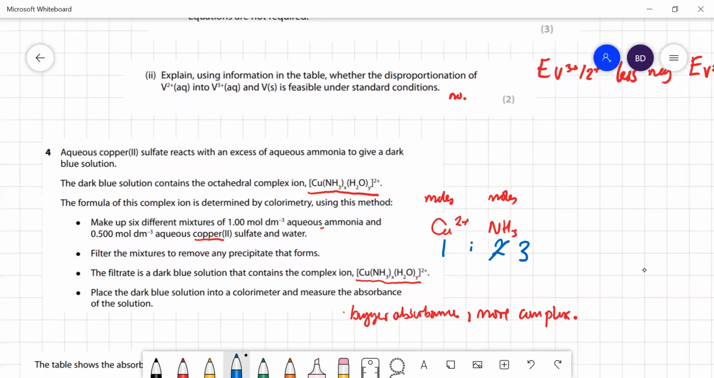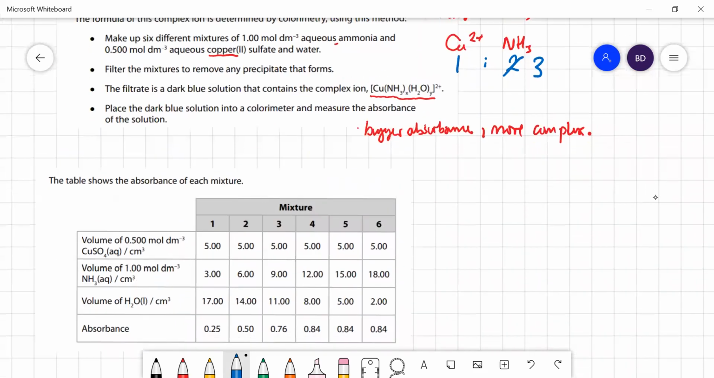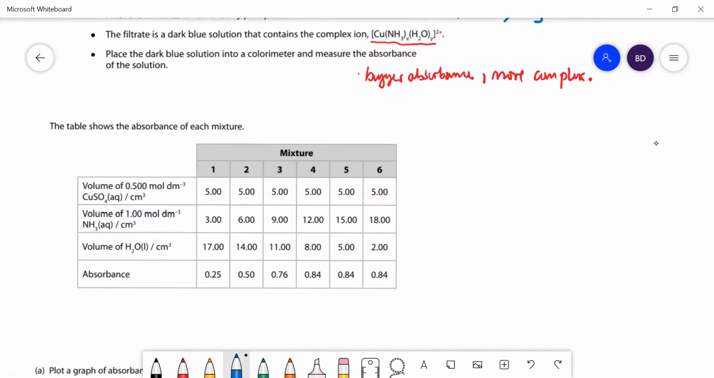Right, so it gives us the results. You keep the volume of copper the same here. That's the same every time, and so we can work out the moles of that. Moles is going to be concentration times volume. So it's 0.5 times 5 over 1,000, which is equal to 2.5 times 10 to the minus 4, I think. Yeah, 2.5 times 10 to the minus 3, sorry. All right, we'll use that later.